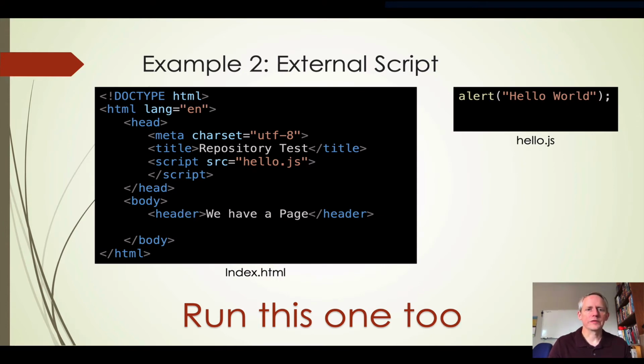So example 2 is with external script. With external script, you still have that script element, only instead of putting some script inside it, you put this source attribute, src equals, and then in quotes you put the name of the file to access. So that points to this file sitting in the same folder in this case. We'll talk about how to target different folders later. Hello.js, and it has one line of code in it, alert hello world.